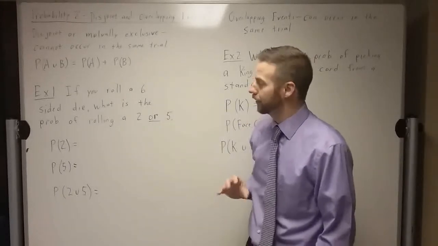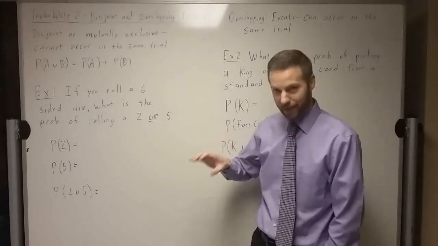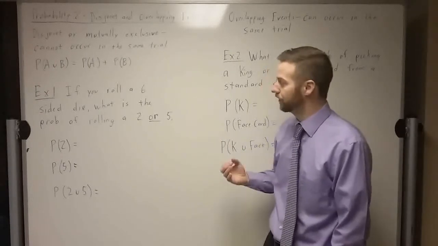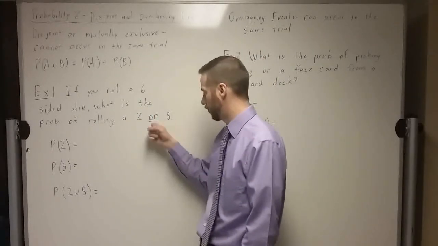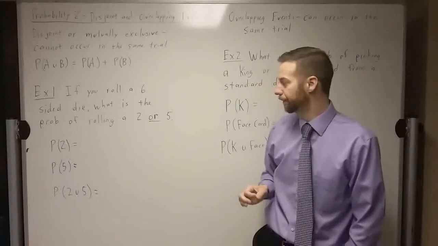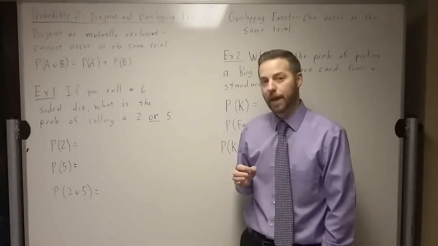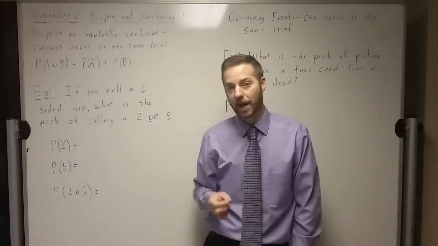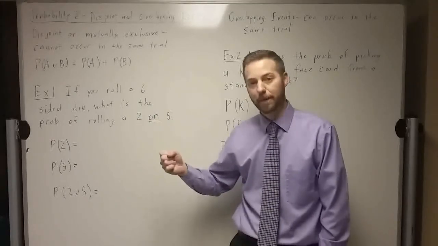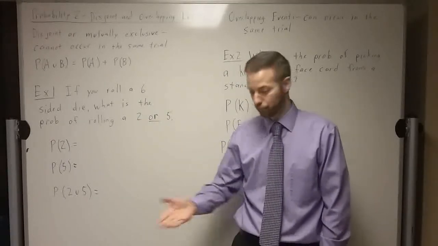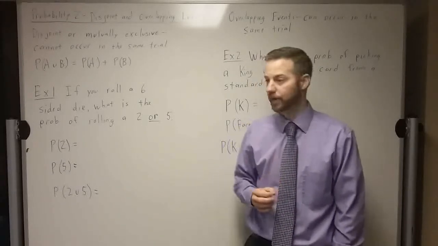In this first one, you have a six-sided die. Dice is the plural, die is the singular. If you have a six-sided die, what is the probability of rolling a 2 or 5? "Or" is our operator word here, so we need to think: are these disjoint or overlapping? Is it possible to roll a single die, not two, just one die, and roll a 2 and a 5 at the same time? Can't happen. You can roll a 2, you can roll a 5, but you can't roll both at the same time with a single die.